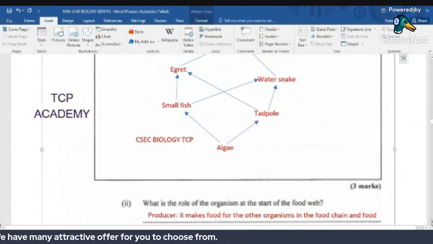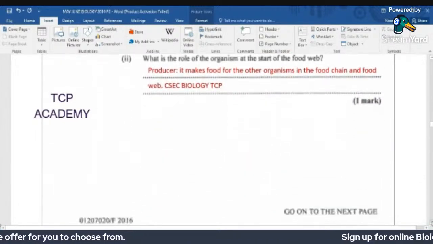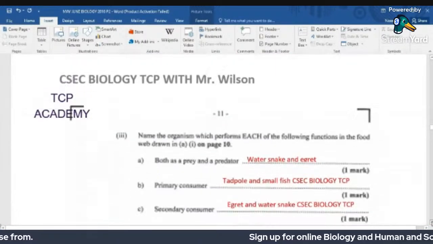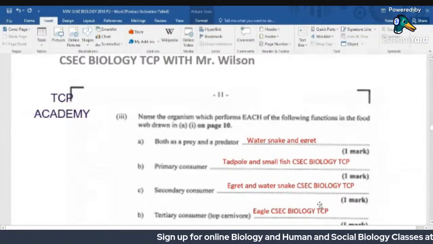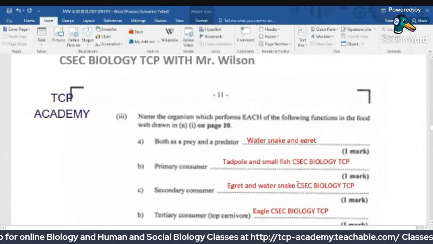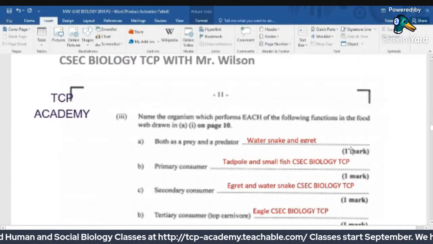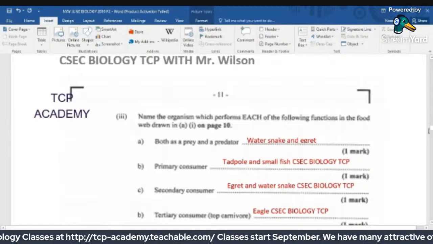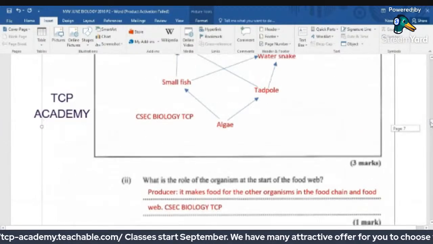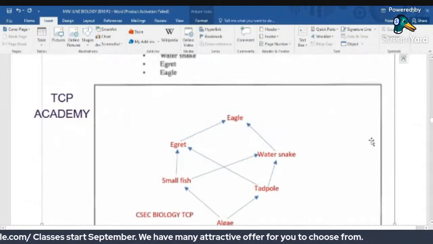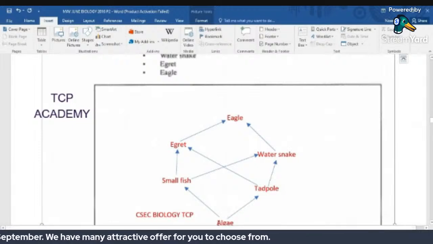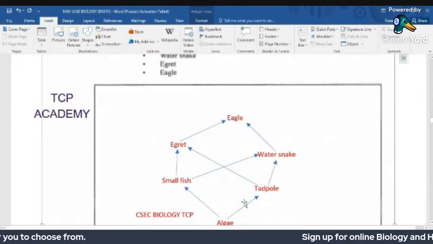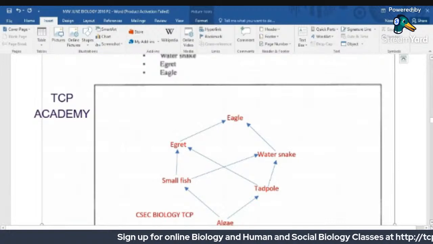So let us look at the other thing that we have interest in here. We want to look at the third thing here. A secondary consumer is of course going to be the egret and of course the water snake. Remember, we were looking at that when we say primary, secondary, and then the tertiary consumer is going to be the eagle, and all that is nicely outlined here in your food web. This is going to be trophic level 1, trophic level 2, trophic level 3, trophic level 4. This is going to be a producer, primary consumer, secondary consumer, and of course tertiary consumer.